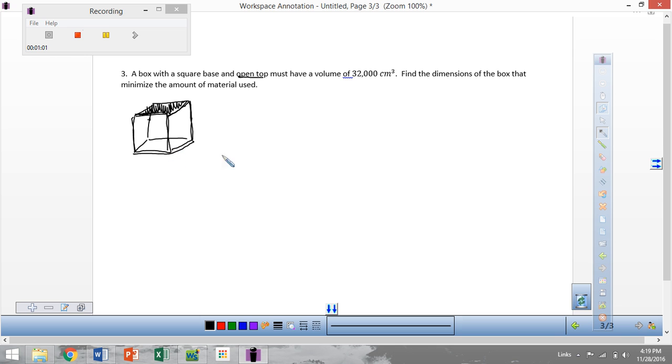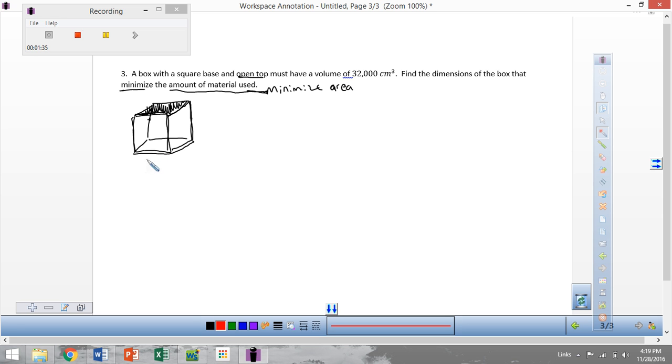Okay, so what am I trying to do? I'm trying to minimize the amount of material used. Well, if I'm making a box, then the amount of material constitutes the area of the box, right? So I'm again trying to minimize surface area. But this time I don't have a cylinder, I've got a box, which is probably a little bit easier to work with.